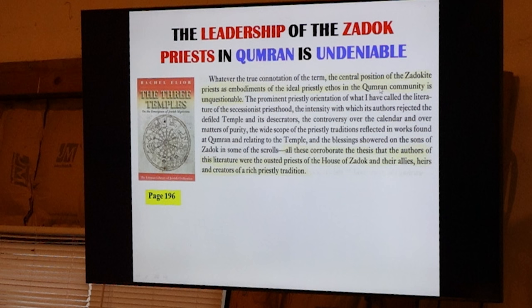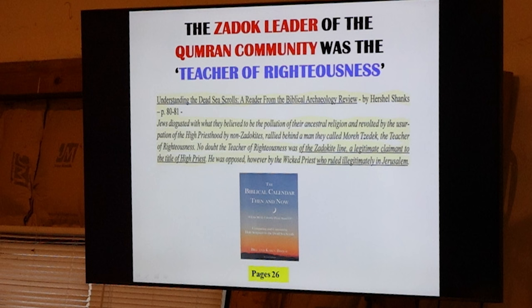And so the leader of their community was called the Teacher of Righteousness. So the title can have multiple meanings. Number one, the Torah is called Righteousness, so he's the teacher of the Torah. But the Teacher of Righteousness is also a title for the Messiah in Joel chapter 2. So he's the teacher of the Torah, and he's to be revered like the Messiah would be revered.